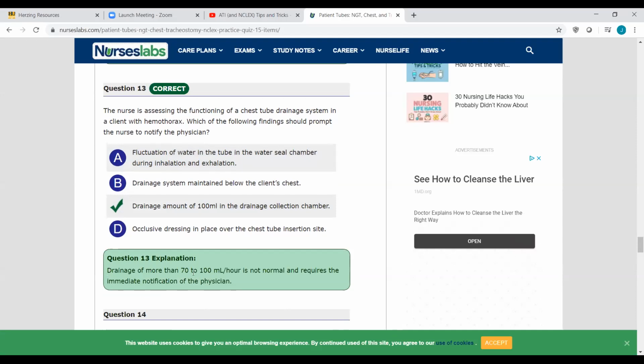So typically, if you have 70 to 100 milliliters an hour, that's not normal. So usually you want it to be like a really small amount. You don't want to see a ton of it coming out at a time. And it varies, you know, some people will have a chest tube in after open heart surgery, and if you see a bunch come out, that's kind of a normal thing sometimes. So it just varies from person to person. Like in this though, we're talking about just someone with a hemothorax. So we wouldn't want to see a ton come out.